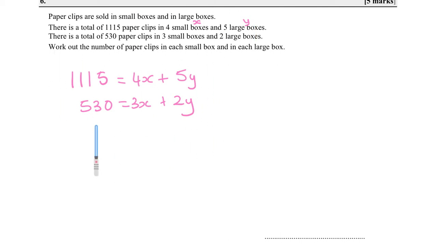So here we have simultaneous equations. If you can write the simultaneous equations, you can then go ahead and solve them. Right, next one.